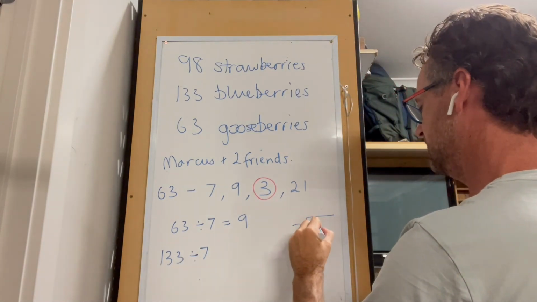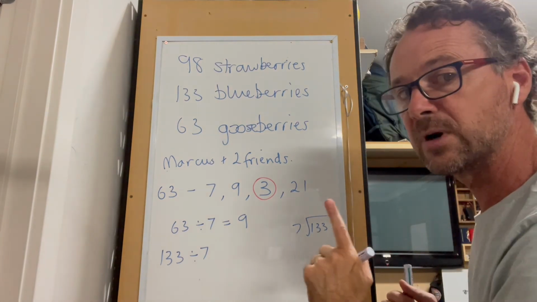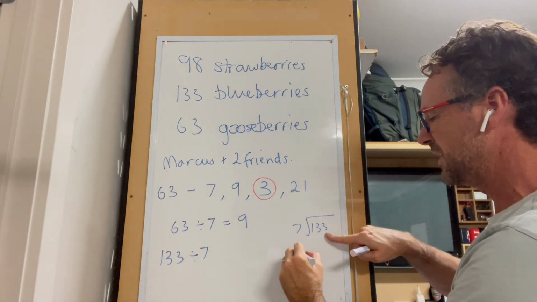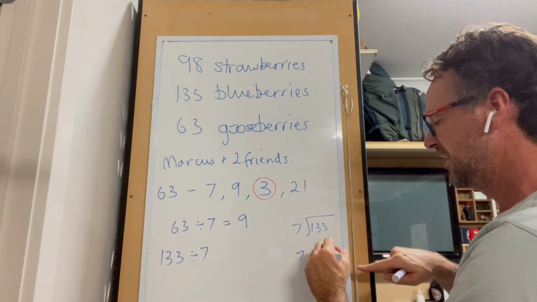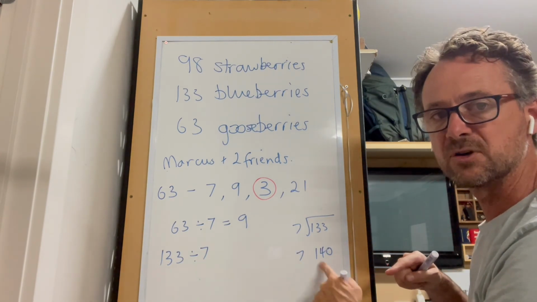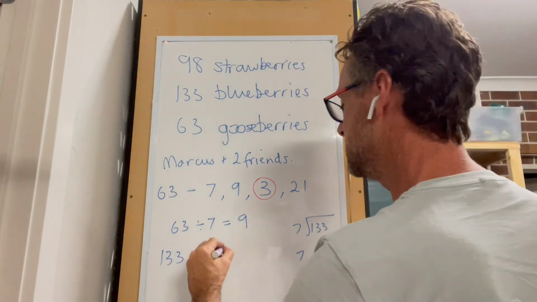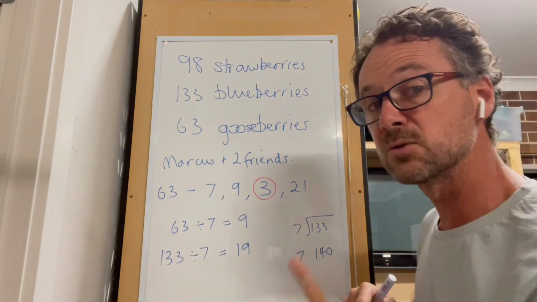133 divided by 7. Okay, do a little sum over here. 7 into 133. Now, straight away I look at this and I go, well, I know 7 goes into 140, because 7 times 2 is 14, 7 times 20 is 140. So it's going to go into that because that's going to be 1 less. It's going to go in 19 times. So this is looking good so far.